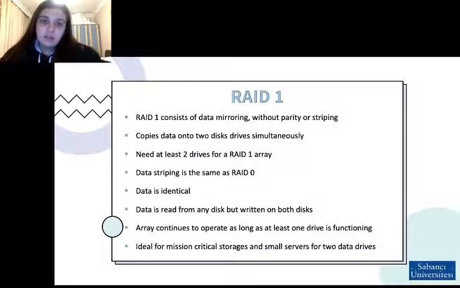Data striping is used as in RAID 0, but each logical strip is mapped to two separate physical drives. Thus, every disk in the array has a mirror disk that contains the same data. Data can be read from either disk, however it is written on both disks. The array continues to operate so long as at least one drive is functioning.